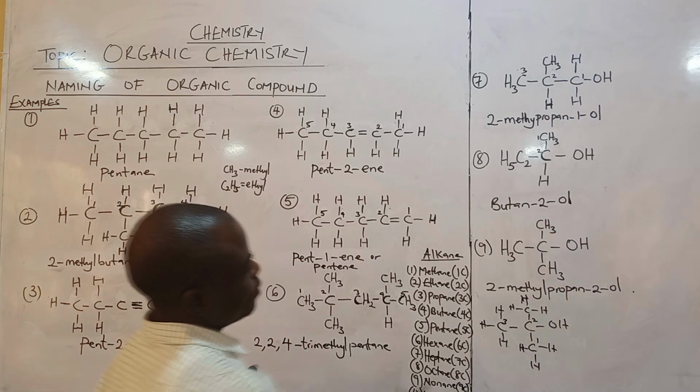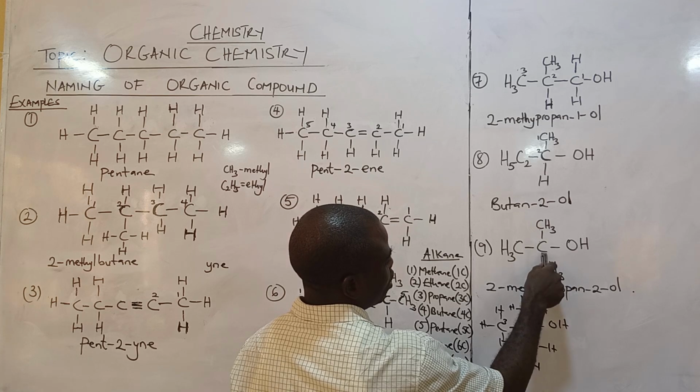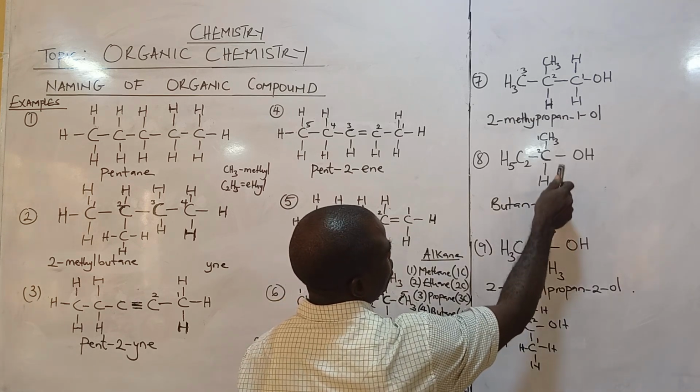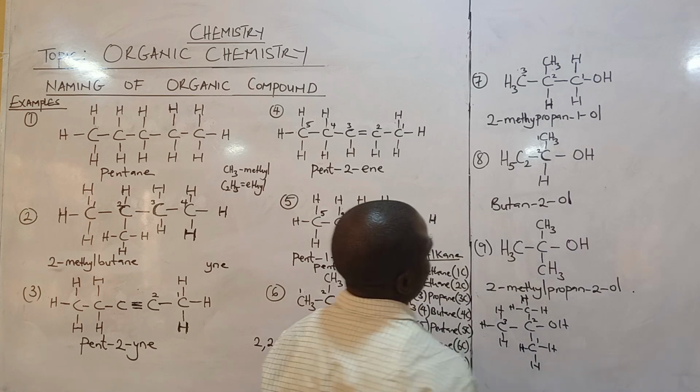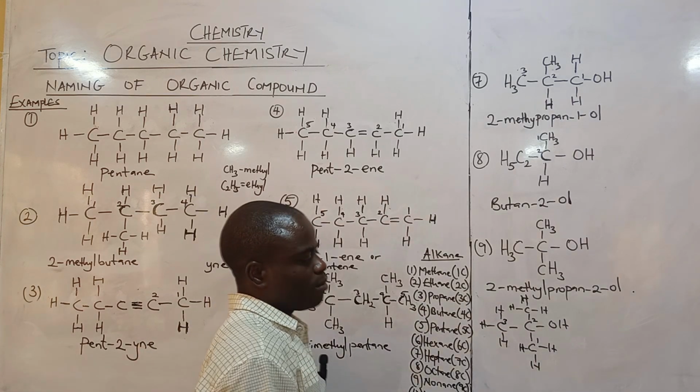Okay, so this is a tertiary alcohol because there's no hydrogen attached to the carbon that's attached to the functional group. Here we have 1 hydrogen, here we have 2 hydrogens attached to the carbon with the hydroxide, which is the functional group.